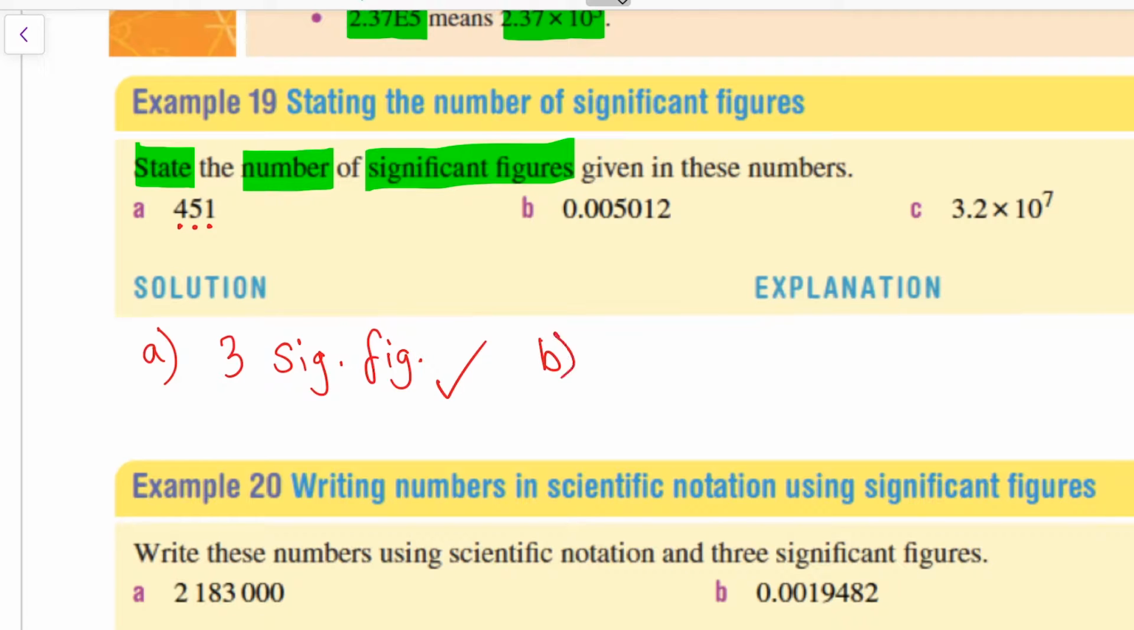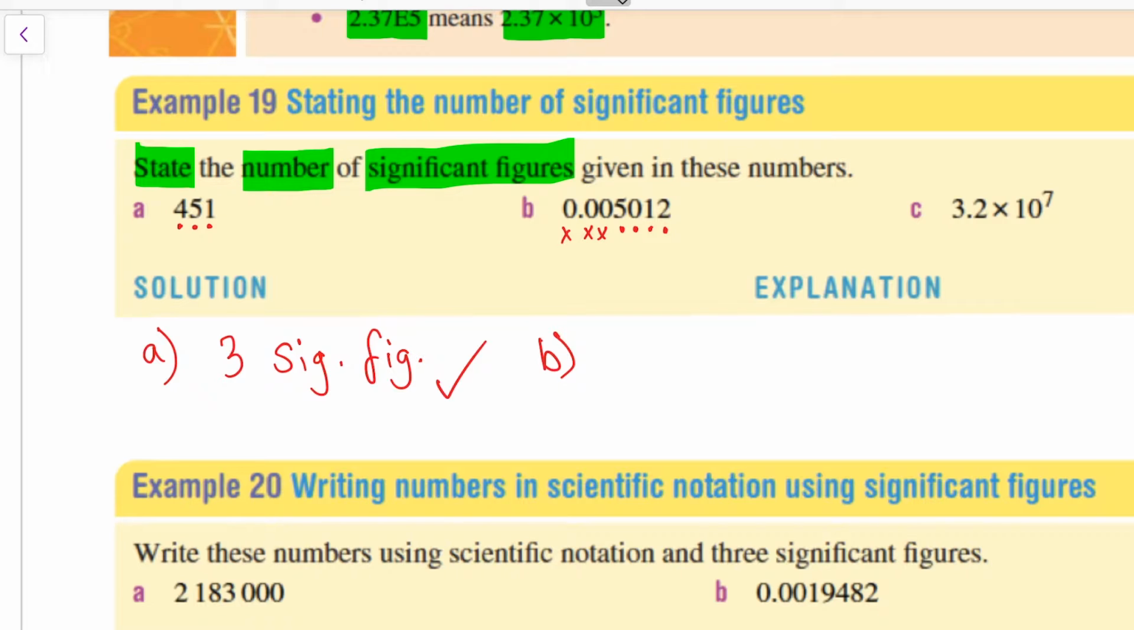So with B, similar to the example that I went through with you above, the zeros are not significant. Those first 3 zeros are not significant. However, that 0 between the 5 and the 1, that is significant. It's holding that place value. If we remove it, it's going to change the question.